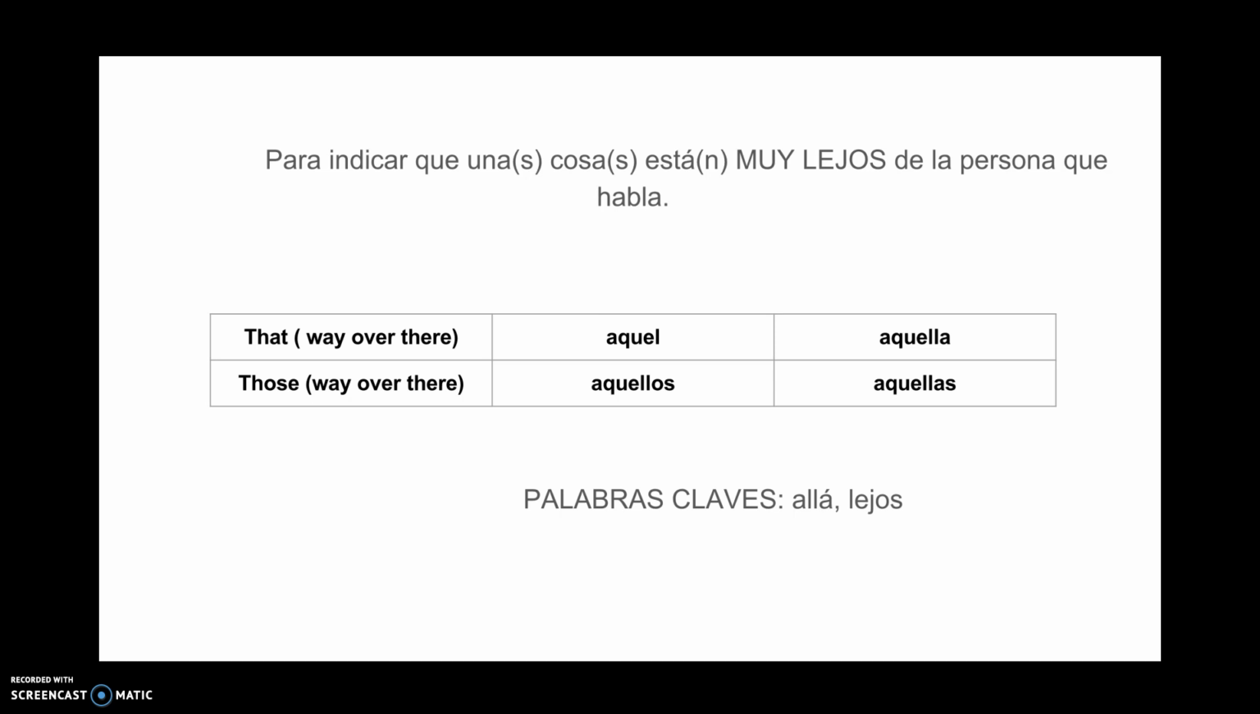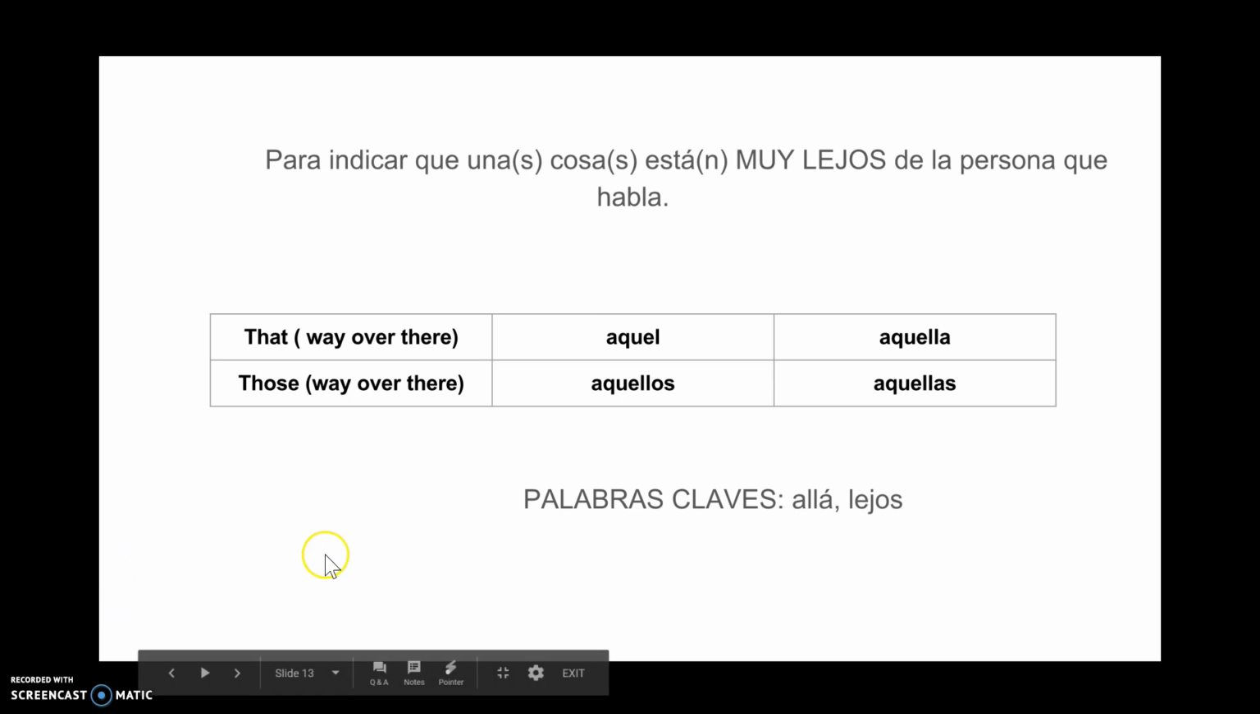You'll notice that these masculine and feminine forms are quite different in terms of spelling than the other demonstrative adjectives. But we have for masculino, singular y plural, aquel and aquellos. For femenino, singular y plural, we have aquella and aquellas. Y hay dos palabras claves, two keywords that you might see. Allá, which means way over there, y lejos, which means far away.